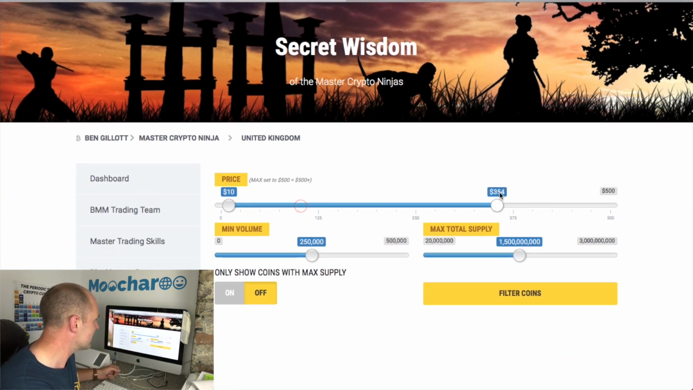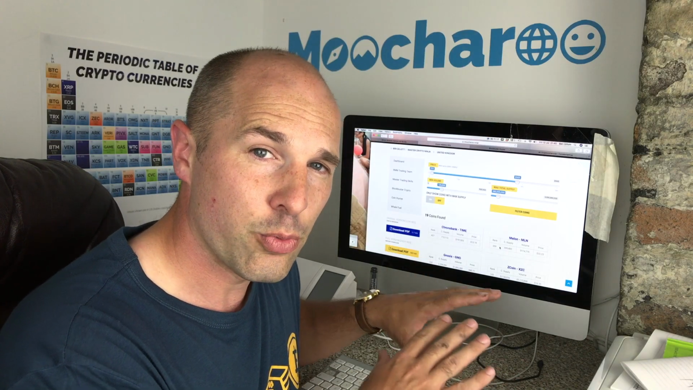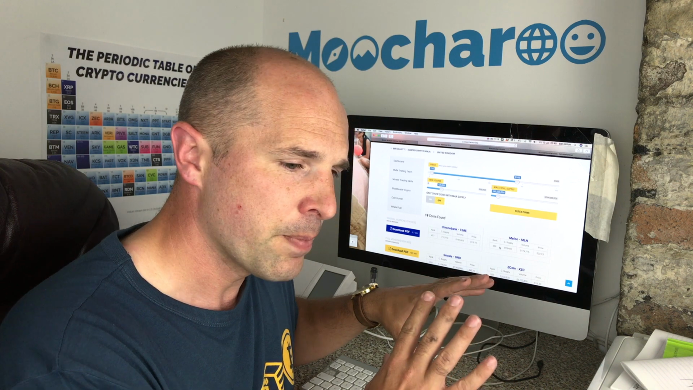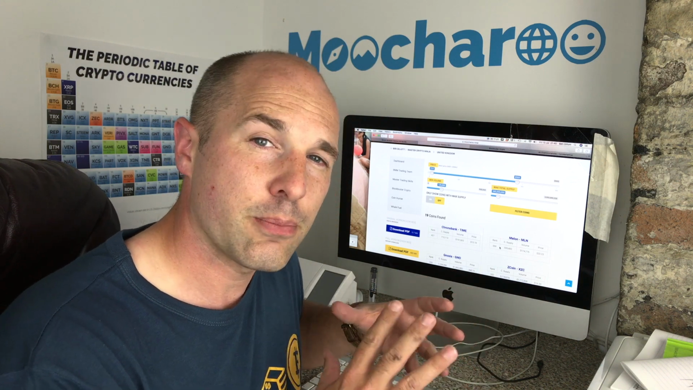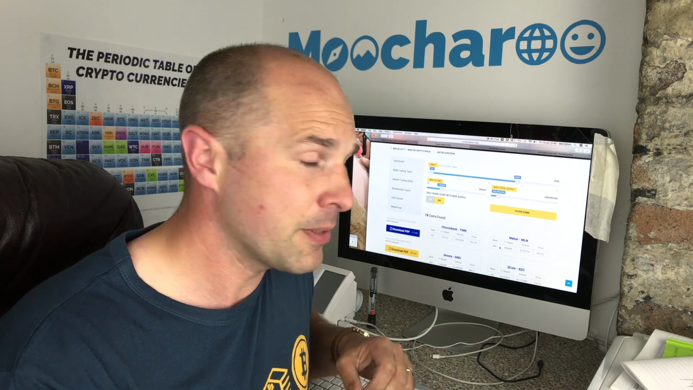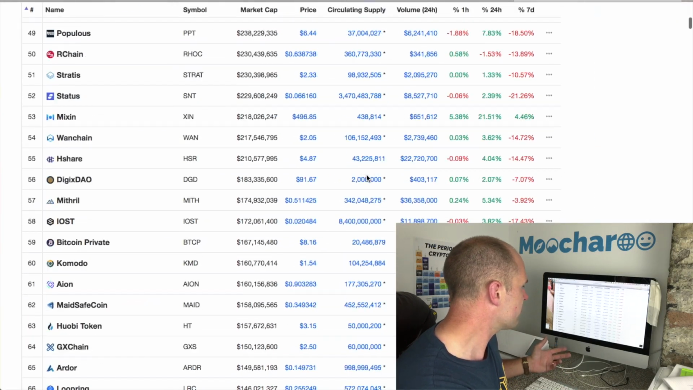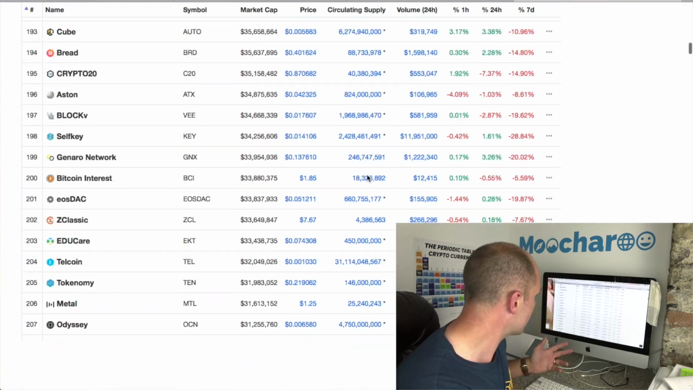So you can use this, you can change these different sliders around, you can turn that on and off for showing maximum supply, filter some coins. You can put in anything that you want, sort of looking for. But what we wanted to do is really find the best possible altcoins that we could find on CoinMarketCap. I've shown this several times on videos before. There's over 1,600 coins on CoinMarketCap.